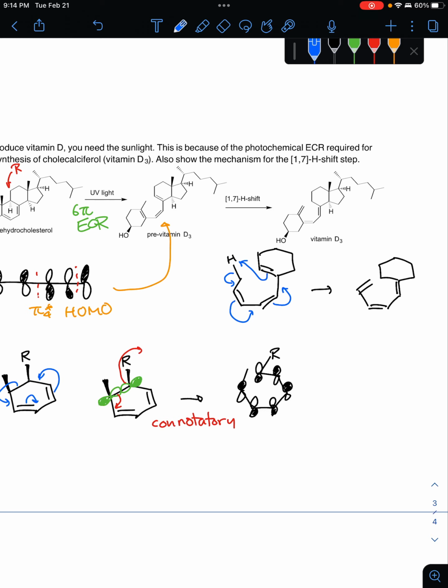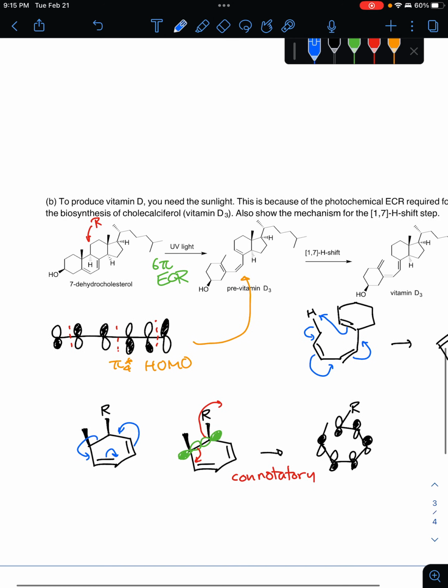Okay, it's actually an electrocyclic reaction. We won't ask you on the exam about a 1,7 hydrogen shift, but that's actually an electrocyclic reaction mechanism, and I thought it might be good practice for drawing arrows.